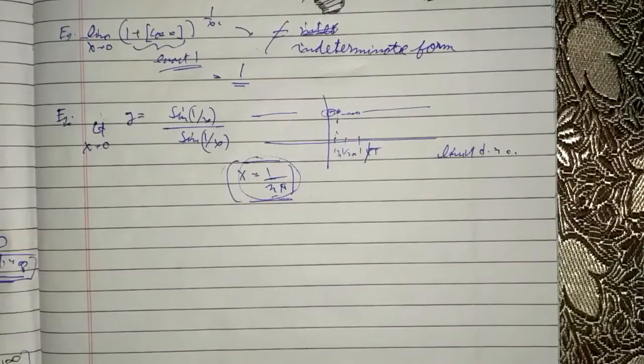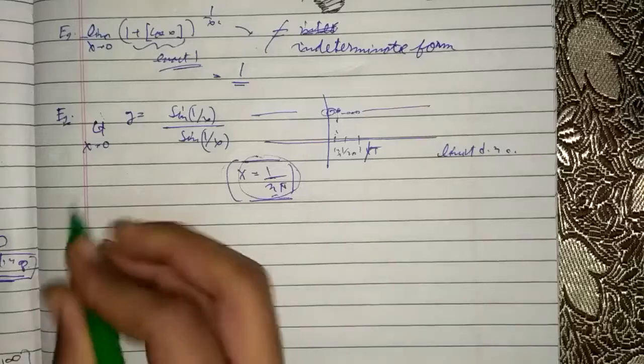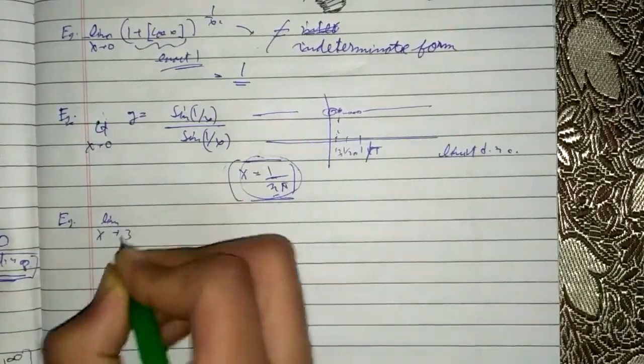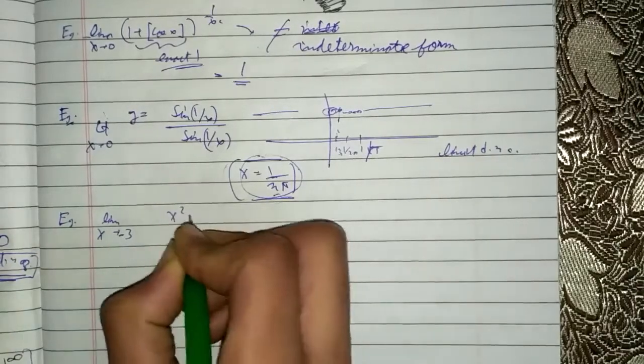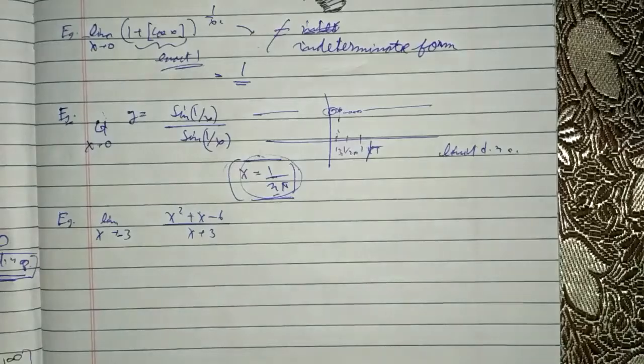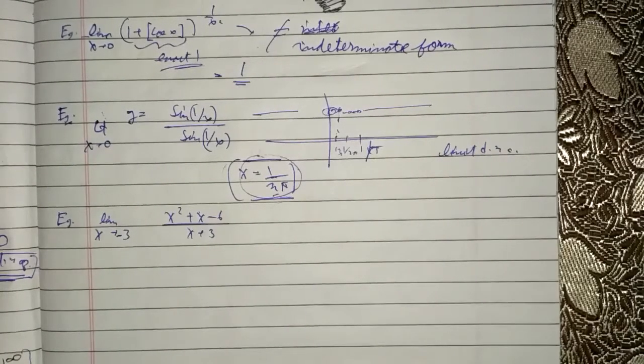And now moving forward, we will discuss the method of factorization and cancellation of common factors. For example, limit x tends to minus 3 of x square plus x minus 6 upon x plus 3. Clearly it is the indeterminate form of 0 by 0. So we cannot apply direct substitution because the limit of the denominator is 0. So direct substitution fails here, because the limit of the numerator is also 0.